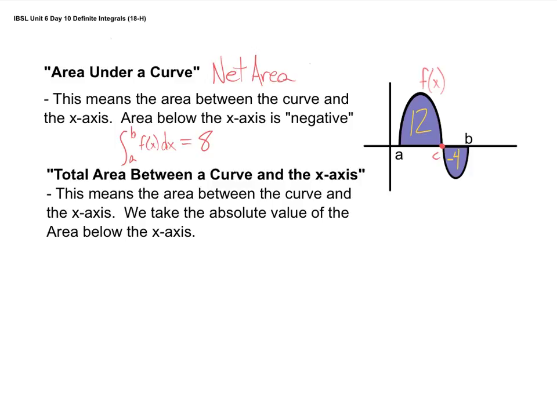Okay? And what we have to do in order to do this, we can't just take the integral from a to b. We have to find any zeros, like I labeled there c, and we would have to take the integral from a to c. And since I know that's positive, I can leave it like that. And then I need to add to it the absolute value of the integral from c to b of f of x dx.